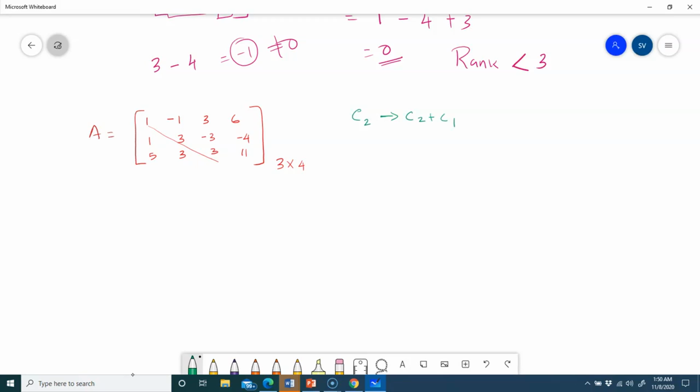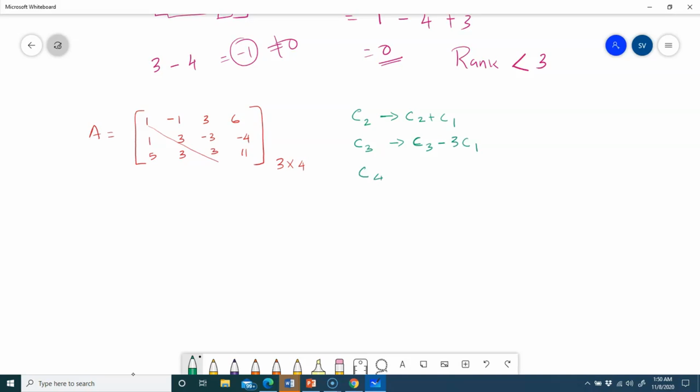Okay, and column 3, column 3 as the way like this: column 3 minus 3 times column 1. Okay, what is the idea behind writing this operation?